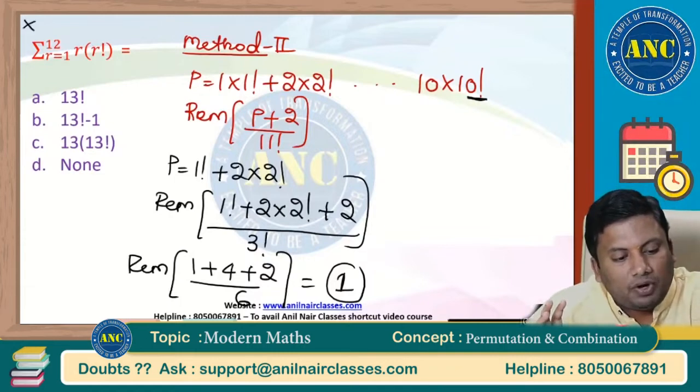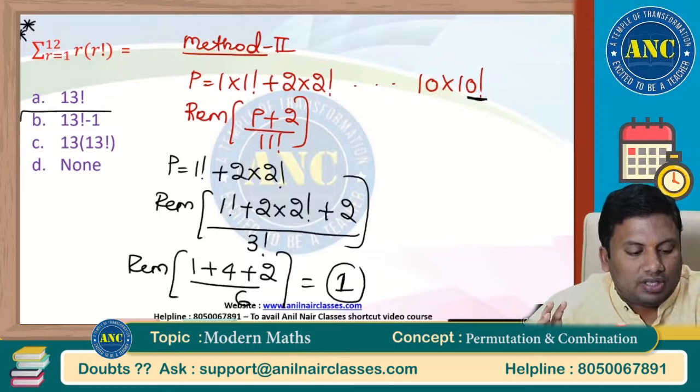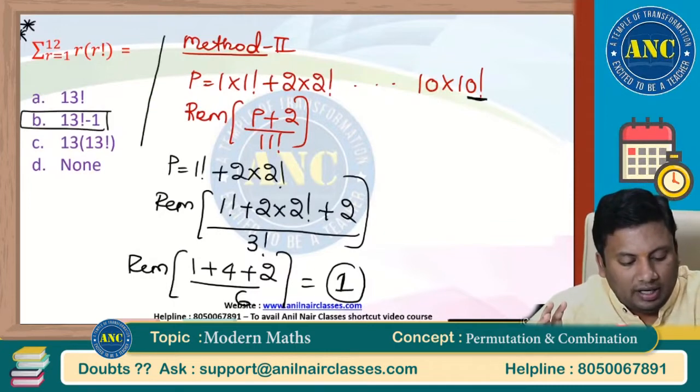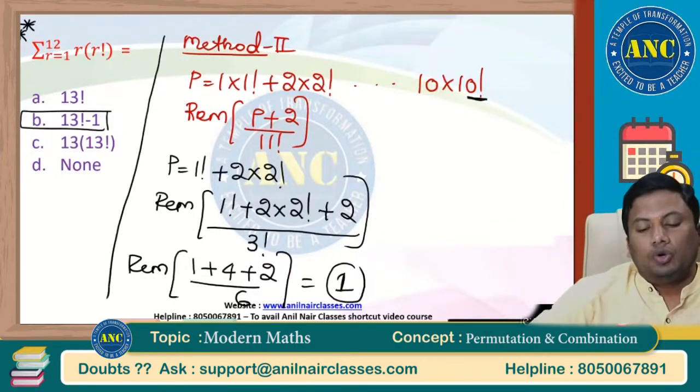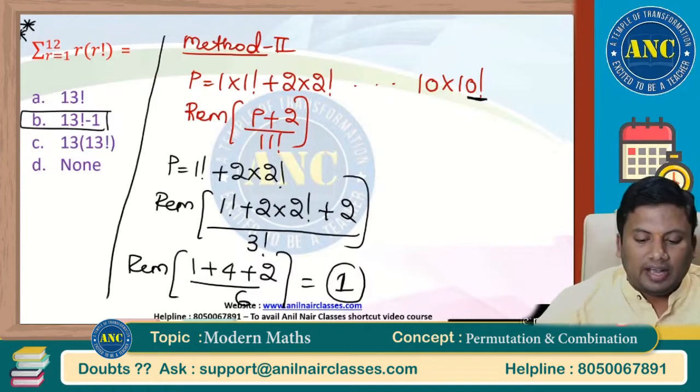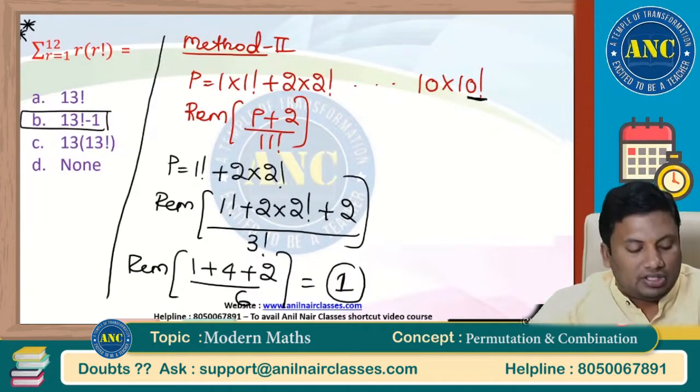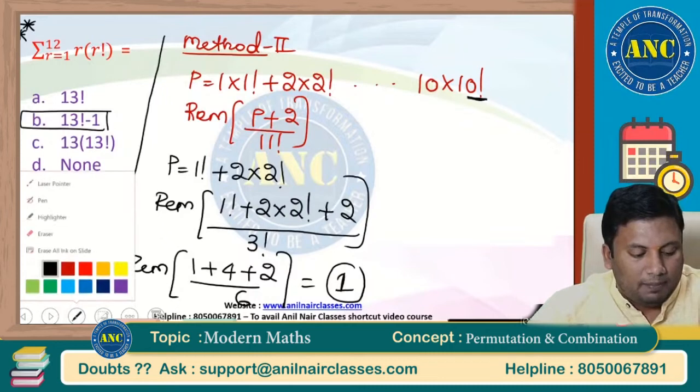Very, very important model, sir. R into R factorial. For this question, the answer is 13 factorial minus 1. We have understood two methods and then we solved the CAT question. This optimization method is extremely important.